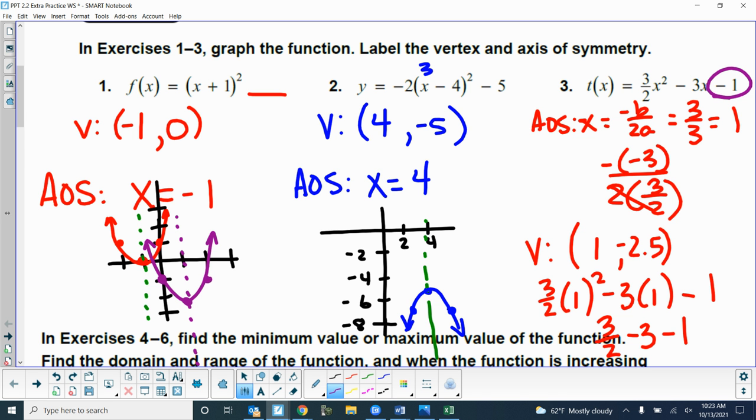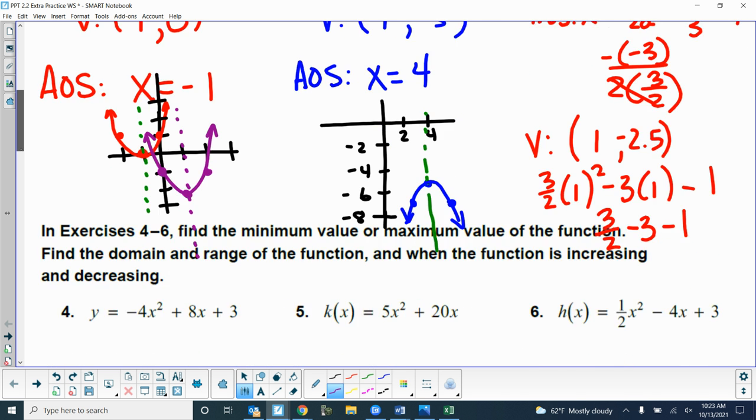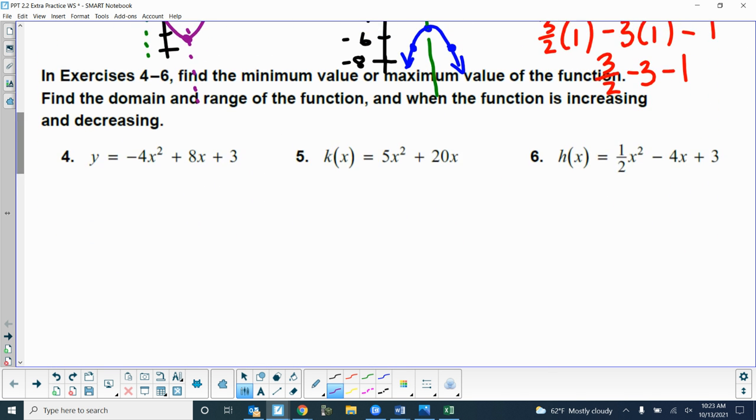X values. Okay? Range is the Y values, domain is the X values. Increasing and decreasing, we're looking at the x values, okay? So, since this is, a is -4, it opens how? Up or down? Down. So do we have a min or a max? Max, right? Very top.